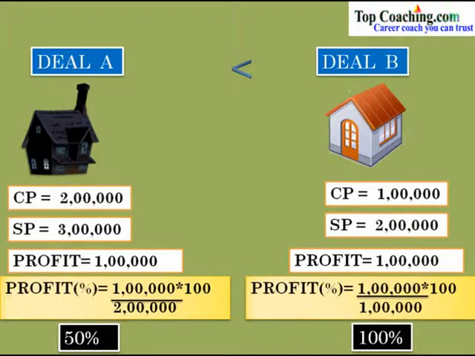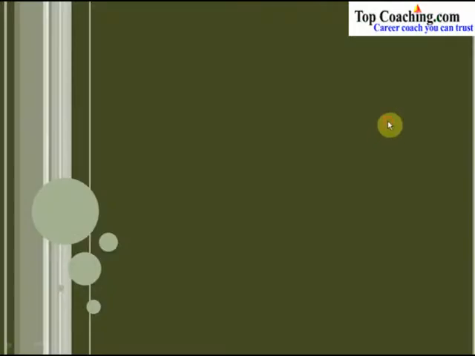It is also known as the return on the investment. How much amount you are getting in return to the investment you have made. So profit percentage helps us to identify which deal is better. Now also why we have emphasized so much on the base, because clearly you can see that the profit percentage differs in both these cases just because of the CP, which is the base.